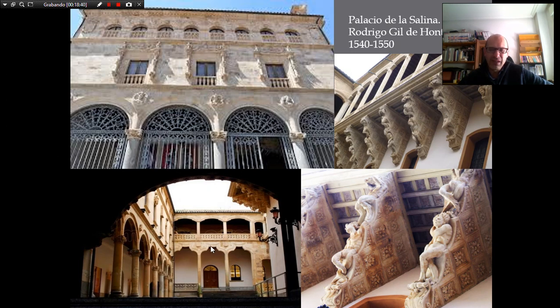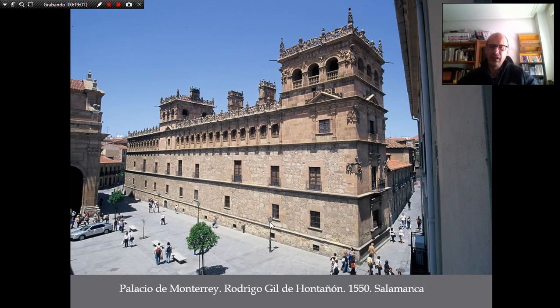So this part seems Gothic, this part seems full Renaissance, this part seems close to Mannerism, or the end of the Renaissance, with these beautiful figures. And remember, this part is only to sustain the weight of this gallery that is over it.